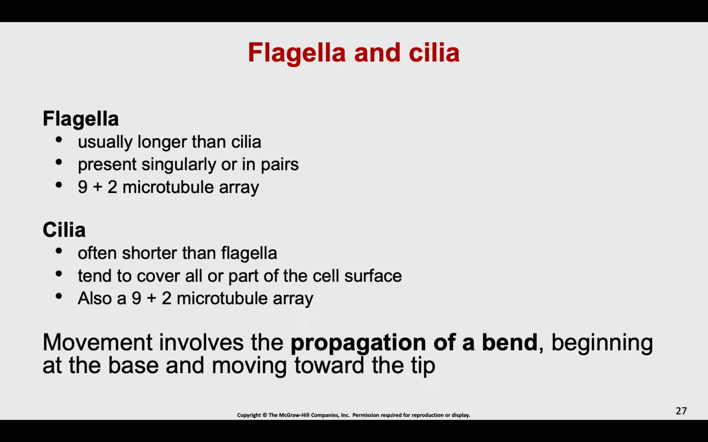Flagella are normally larger than cilia. They're present generally singularly or in pairs. They help aid in movement, so think of a sperm cell. They're generally present in a 9+2 microtubule array, which I will explain in just a moment. Cilia tend to be shorter than the flagella, and they tend to cover most of the cell surface. But movement in both of these is because of a propagation of a bend, beginning at the base and moving towards the tip.